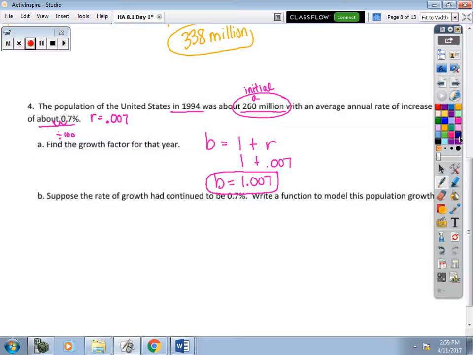Part B asks us, suppose that the rate of growth had continued to be 0.7%, write a function that models this population growth. So we would be writing a function that is in exponential form, A times B to the x power. Substituting in our A, which is 260 million, which was our initial population, and we're going to multiply by the growth factor, 1.007 to the x power.